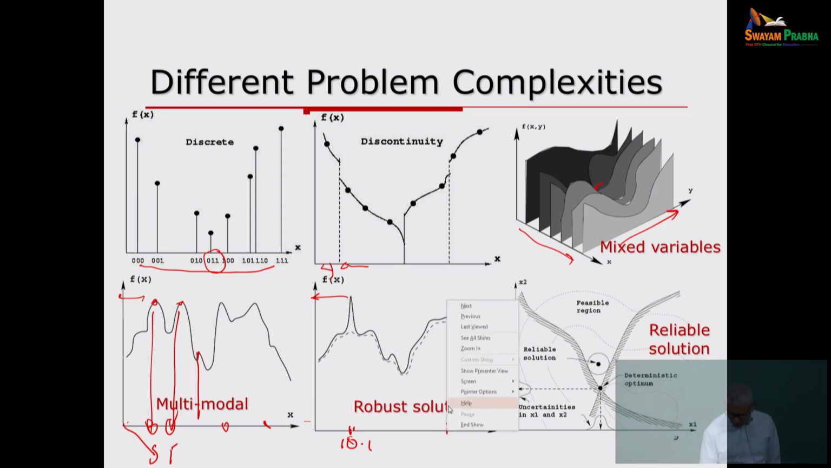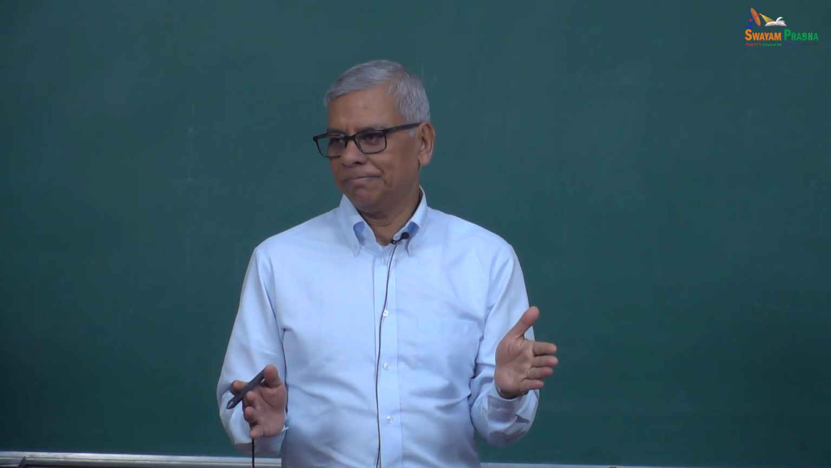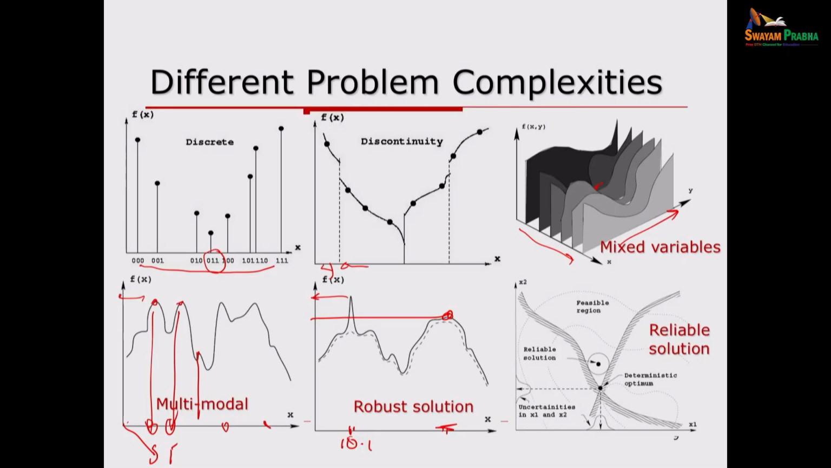Rather, if you say this solution is what I like, even if there is some fluctuation here, you see your function value is not changing much. But this is suboptimal, not as good as that, but you sacrifice that little optimality for robustness. So we work on this, and in fact Dipanshu has worked on his thesis on this aspect.